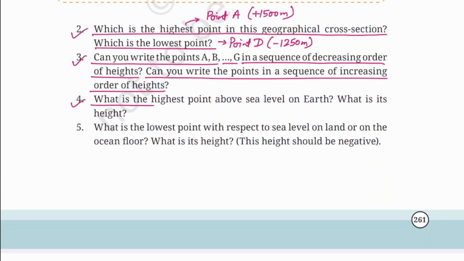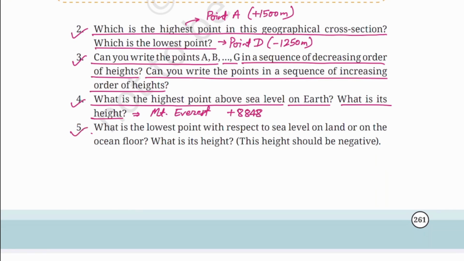4. What is the highest point above sea level on Earth? What is its height? Highest point on the Earth is Mount Everest. And its height is 8,848.